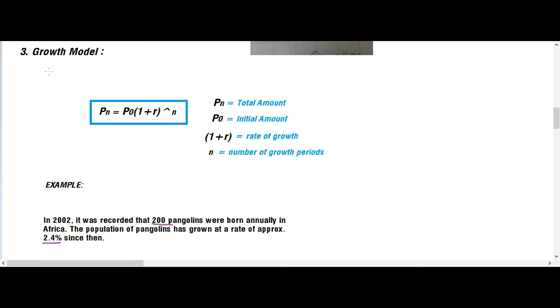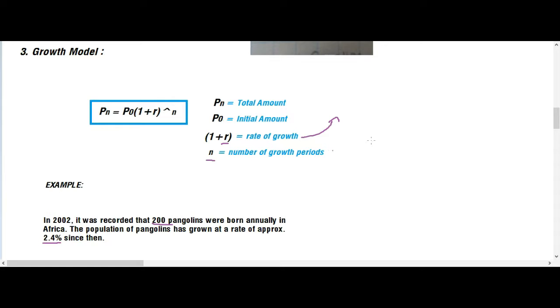Now, in order to represent exponential growth, we use the model Pn equals P0 times (1 plus r) to the power of n, in which Pn equals the total amount or final number, P0 is the initial amount, and 1 plus r equals the rate of growth. R specifically equals the rate of growth, but we use 1 plus r in this model as any function with a base larger than 1 represents an exponential function that is increasing. And finally, n is the number of growth periods.